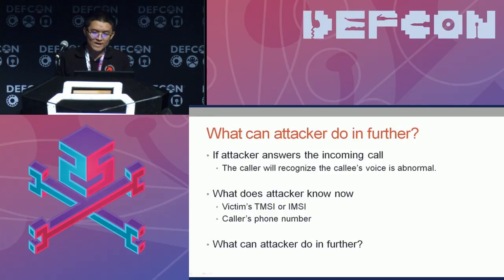Once the telephonist hijacks an incoming call, what can he do further? The caller will recognize that the voice is abnormal. But the attacker may do something like social engineering. For example, he may say, your friend encountered an accident. He is in the hospital. He needs $2,000 for the rescue costs. In this scenario, it may generate serious consequences.